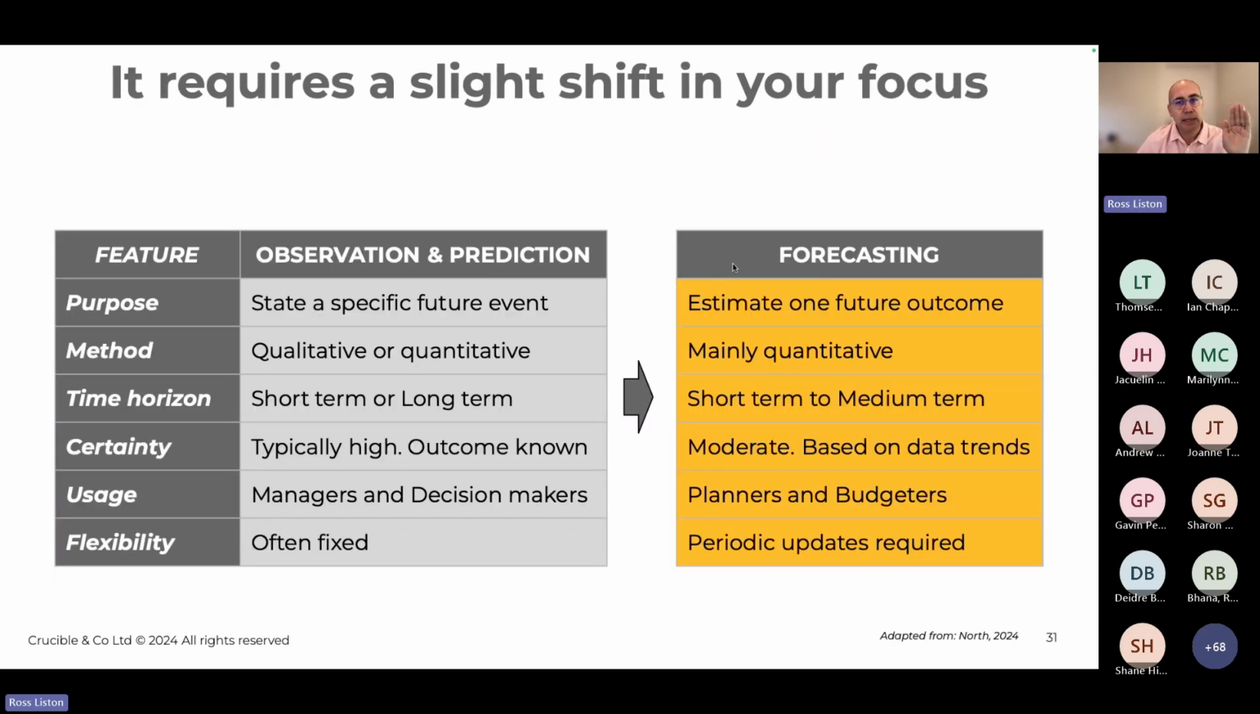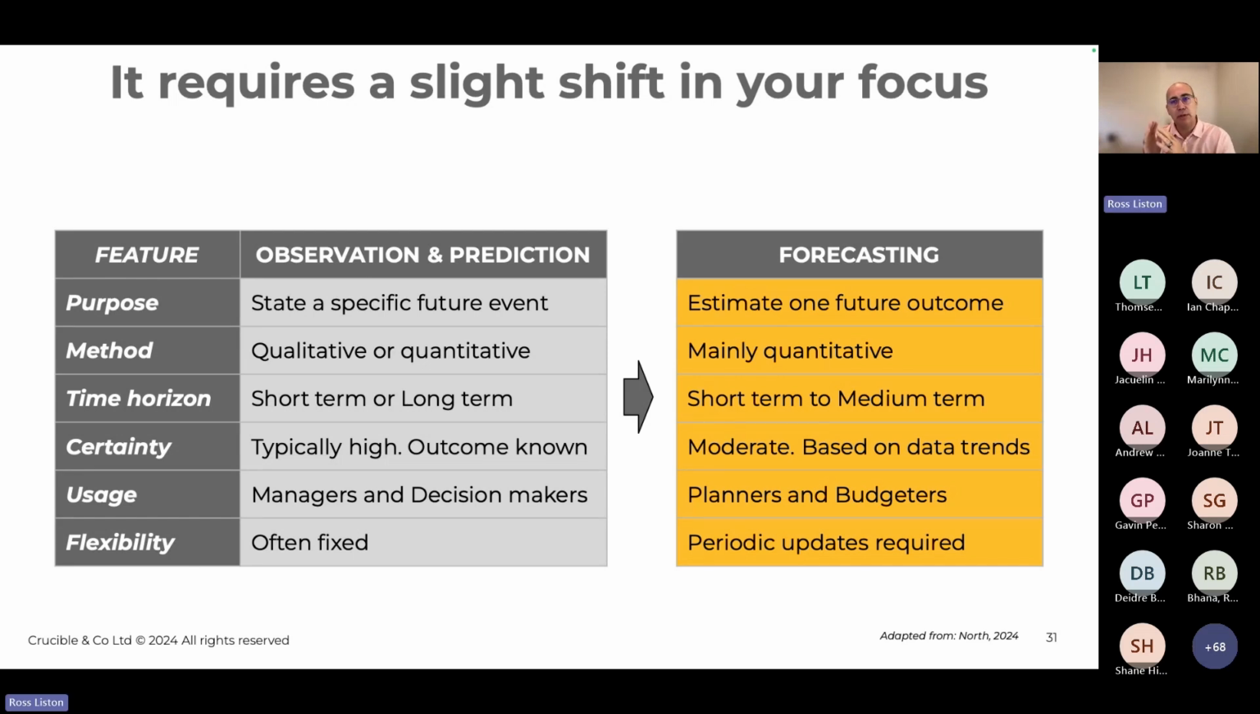What this means is our traditional view of doing risk management, which is heavily around the observation and the prediction, where we're looking at what we know and what we think might crop up, etc. We are now moving into more of a forecasting role. This means that we need to be thinking a little bit further out. We need to be becoming more quantitative in the way we think about things.